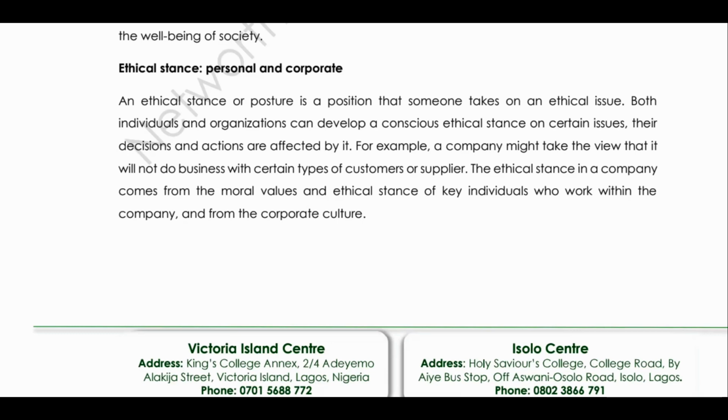Now, this dynamic spills over into the workplace. A good employee, an employee that has good ethical stance, is expected to be working in a company that has other employees that have good ethical stance. And all of them having good ethical stance would make the company have a good ethical stance. That's the concept of personal and corporate ethical stance.